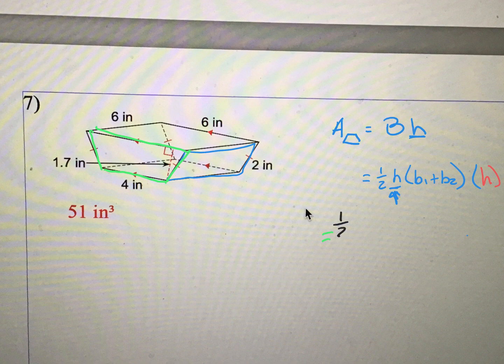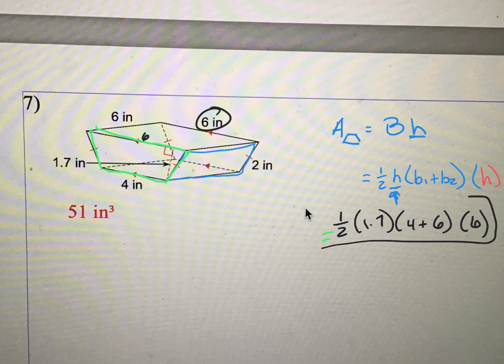So you got 1/2. And what was the height of the trapezoid? Somebody said it earlier. 1.7. No, the trapezoid. 1.7 times base 1, which is 4, plus base 2. What's the other base measure? 6. Another 6. Yes, it's a different 6. This 6 right here is equal to that one right there. Then that's times the other height, which is 6. And you put all of that in your calculator. Everybody do that. Make sure you can put all that in your calculator. And you should get 51 inches squared.